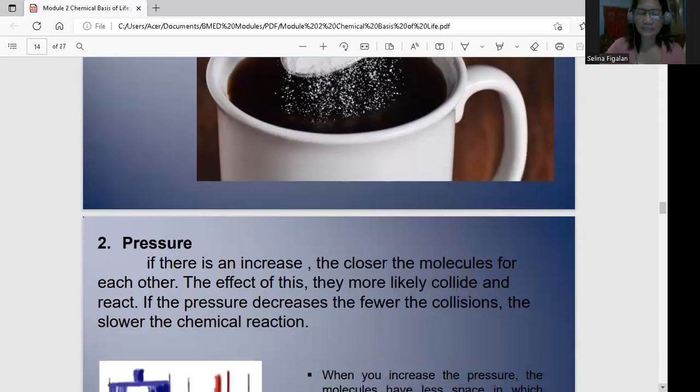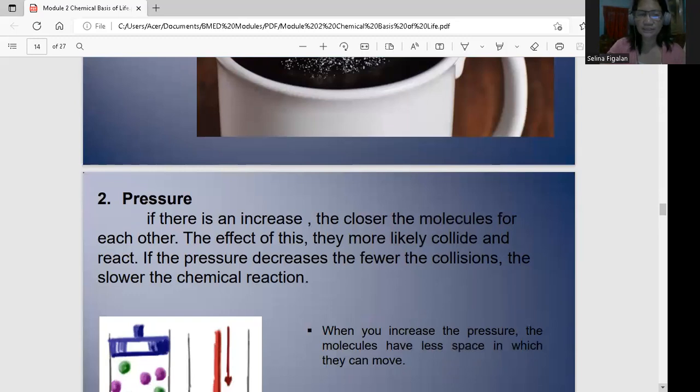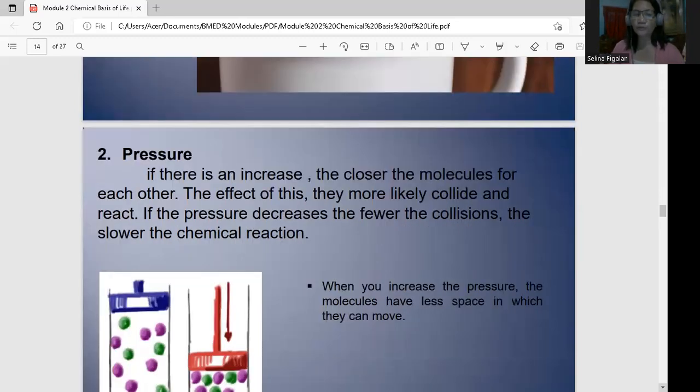Pressure, if there is an increase, the closer the molecules are to each other. The effect of this, they more likely collide and react. If the pressure decreases, the fewer the collisions, the slower the chemical reactions. So yung pressure, like for example, ang ating blood vessels, kasi this is under the human anatomy and physiology. Okay, pag nalikupan na yan ng taba, there is a pressure. Kaya nga tinatawag na high blood pressure. Mataas ang blood pressure. Ang flow ng blood ay mayroong pressure.